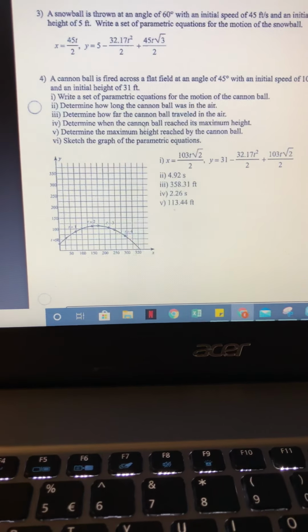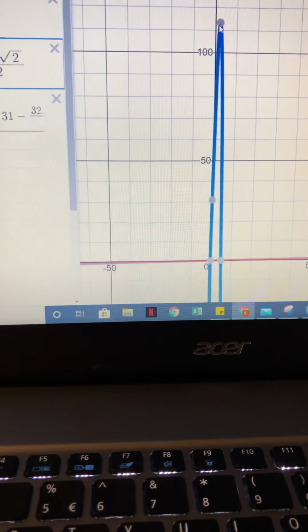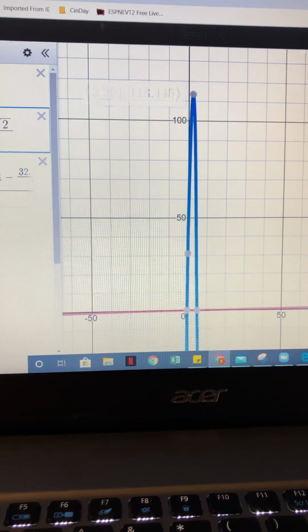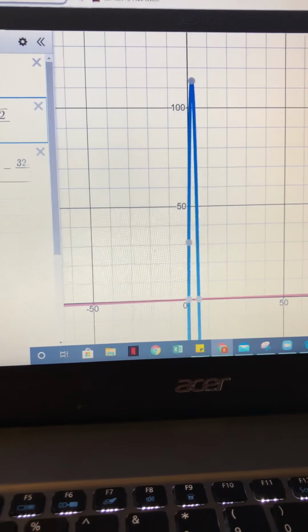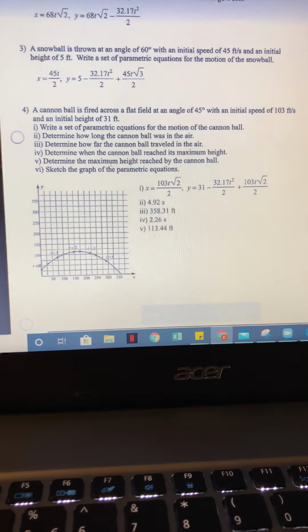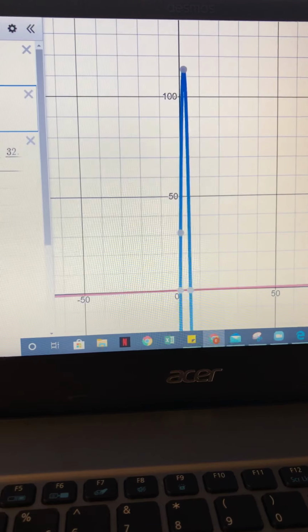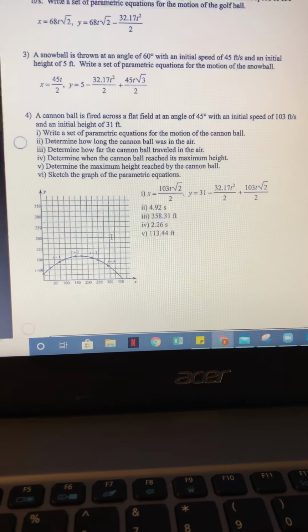Part 4, determine when the cannonball reached its maximum height. So just like a parabola, the maximum height is going to be right here. It says 2.264. That's what they have, 2.26. That's when it reached its maximum height. That's because, remember, it's t, x, so t is the time, the first ordered pair. And then to determine the maximum height, well, that's going to be this value, 113.445 feet. So that's how you do number 4.